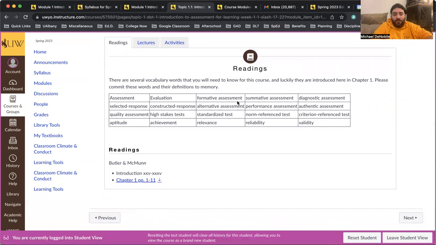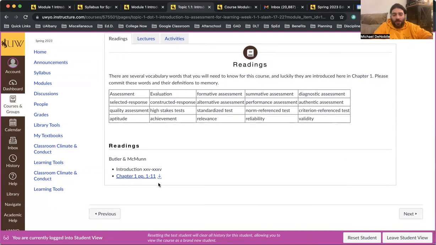For this one, vocabulary is very important, especially when we're dealing with assessment. So this first unit, this first topic, I should say, is very vocab dense, vocab heavy. This vocab comes from your readings. So make sure for this week that you're reading introduction pages 25 to 35. That's the Roman numeral for the introductory pages. And then chapter 1, which is pages 1 through 11.